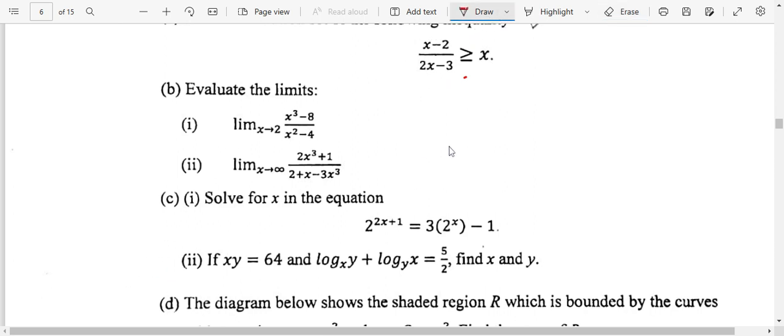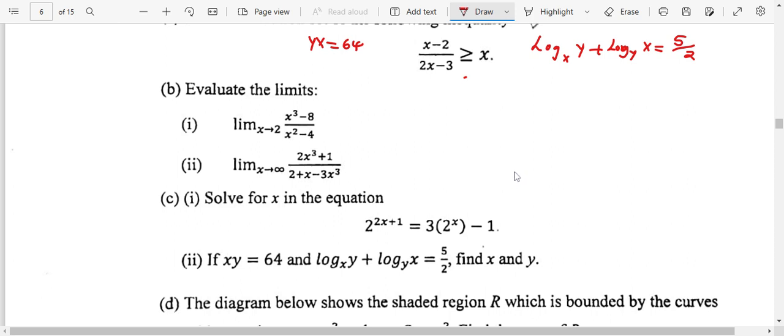Okay, so the next one: if xy is equal to 64 and log in base x of y plus log in base y of x is equal to 5 over 2, find x and y. We've been given log in base x of y plus log in base y of x is equal to 5 over 2, and then xy is equal to 64. We want to find y and x.